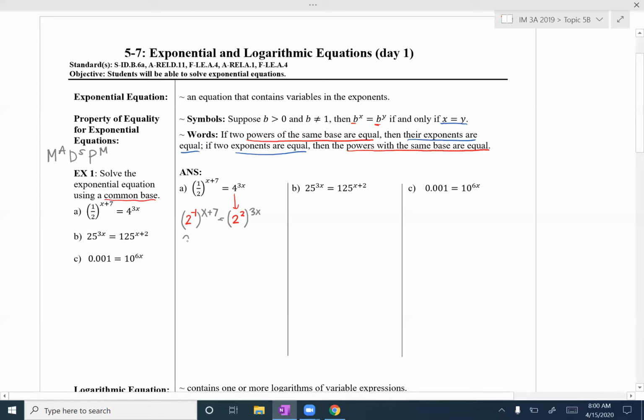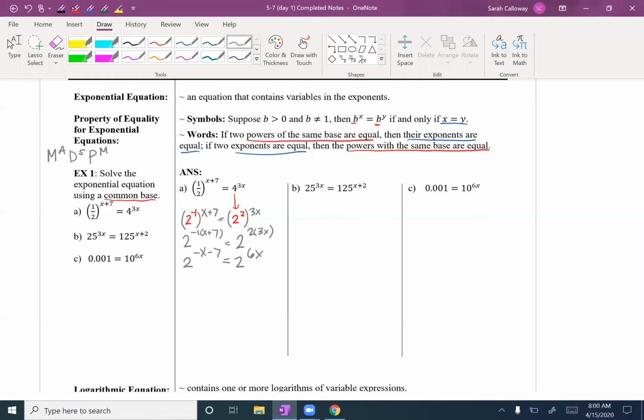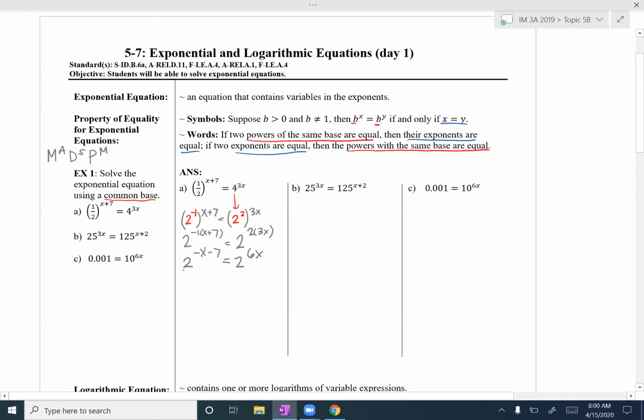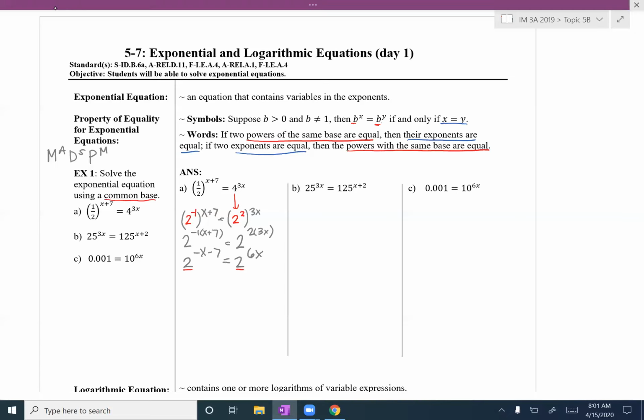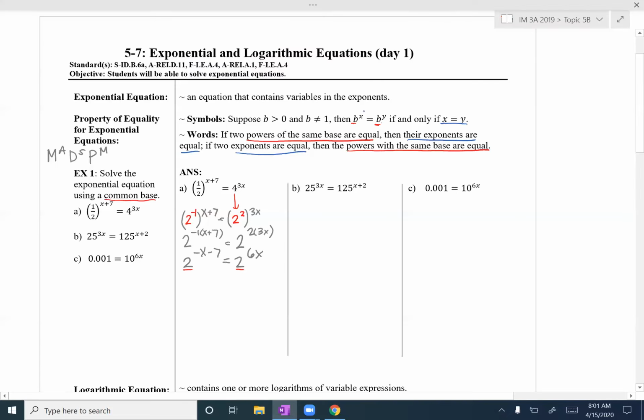So this is going to be 2 to the -1 times x plus 7 power is equal to 2 to the 2 times 3x power, which means I really have 2 to the -x minus 7 equals 2 to the 6x power. And so now I have what I was looking for. I have two bases that are the same, right? I have a 2 here. And so what I can do then is ignore the 2 and notice that this was x and this was y. And so that means that x equals y. So that means that I can take -x minus 7 and set that equal to 6x.